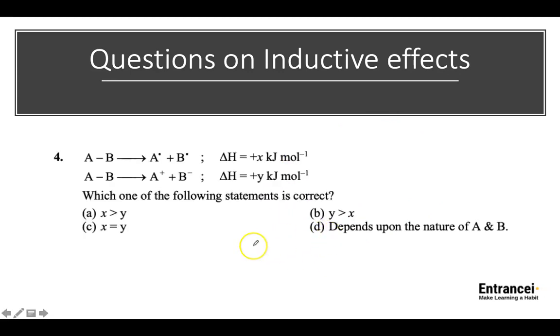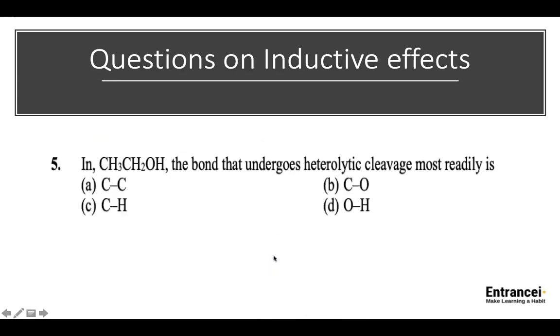Coming to question number 4, see, there are two differences, one is homolytic, the other is heterolytic. In homolytic cleavage, the energy is x joule, whereas in heterolytic cleavage, the energy is y joule. Now, the energy depends mainly on the electronegativity difference between A and B. And it is not given which is more electronegative and what is the difference in electronegativity. Therefore, the correct answer is it depends upon the nature of A and B. So, easy question.